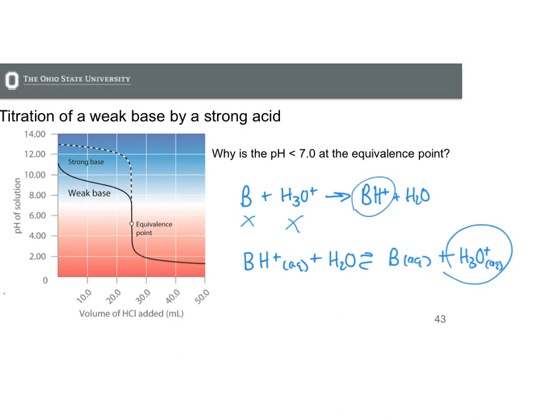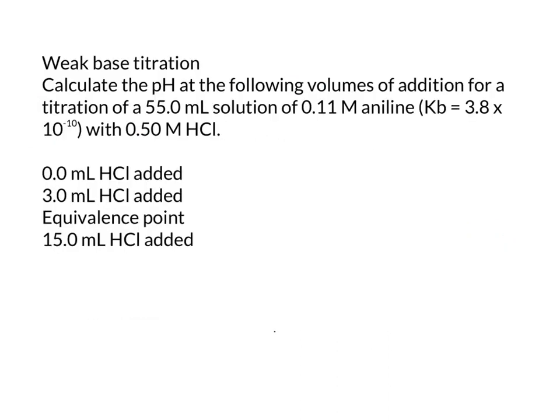What else? Okay, so I'm going to have you guys work on a weak-base problem. I'm going to walk around, see how you're doing. These are essentially the same as the weak acid problem. We've got 4 different points: 0 mL of titrant added, 3 mL added, the equivalence point, and then 15 mL added.